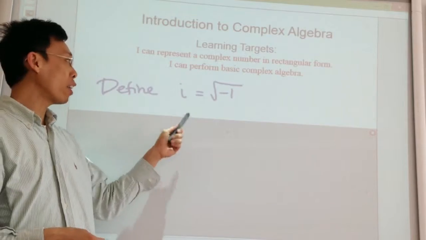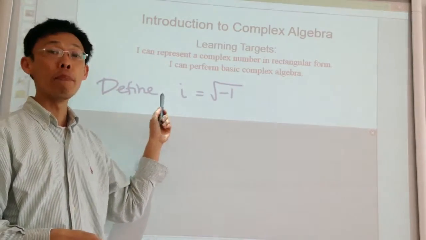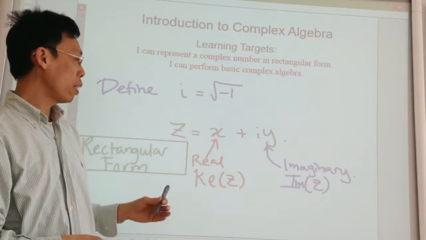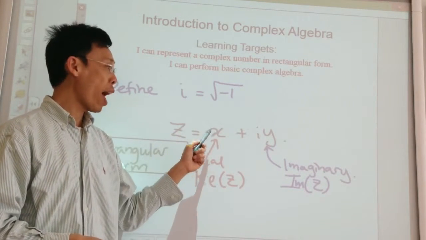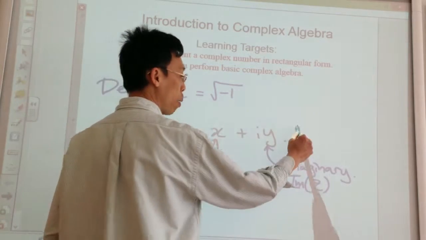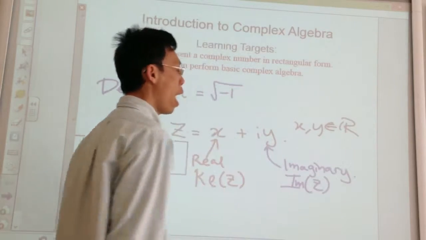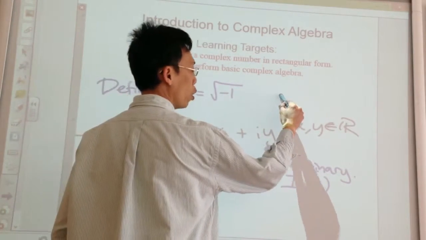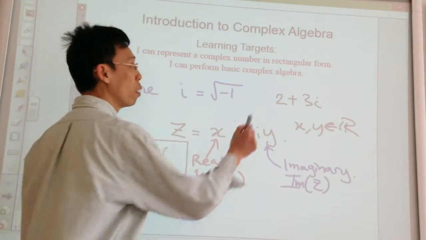Well, we start by defining the square root of -1 to be i. This is what we call an imaginary number. And a complex number is any number that can be represented in this particular form, where x and y are real numbers. An example of a complex number could be something like this: 2 plus 3i.